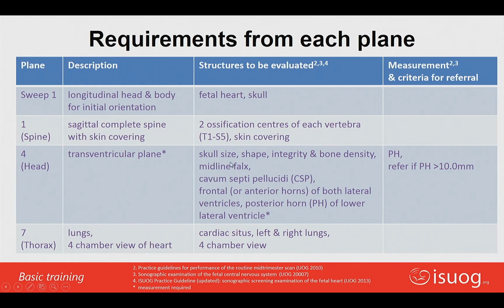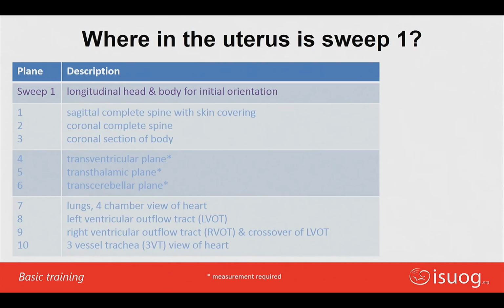And some planes will have measurements. So here, for example, in the transventricular plane, you are required to measure the posterior horn. And if the most posterior horn measured correctly is greater than 10.0 millimeters, then that patient needs to be referred, etc. So that's all very well, and that's all marvellous, and we've now got our tick list in our heads. How are we actually going to go about it?